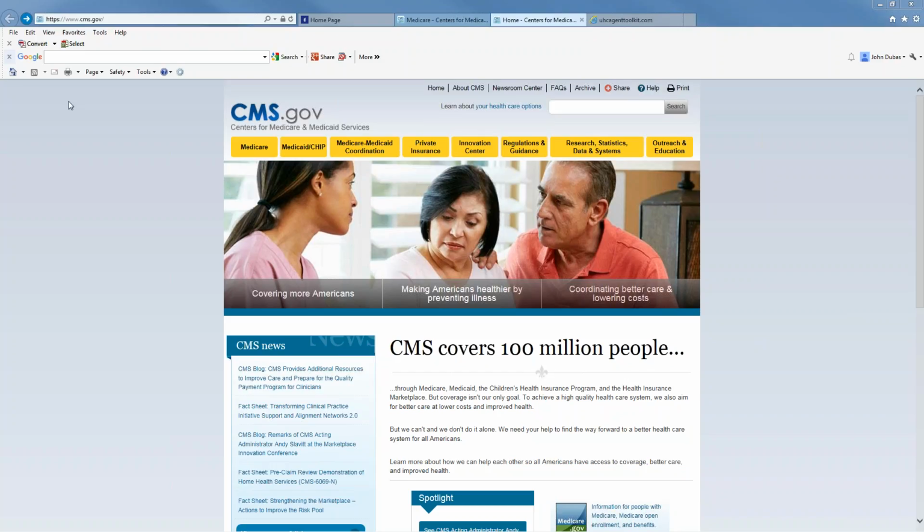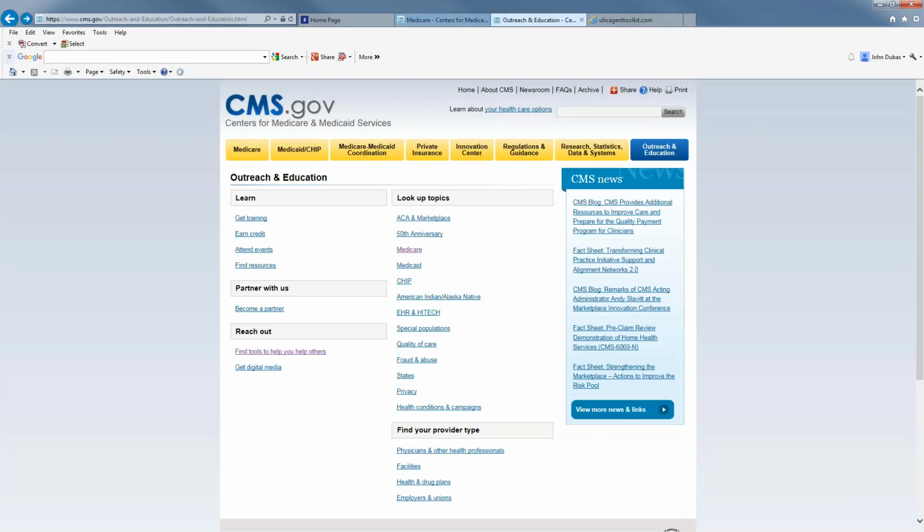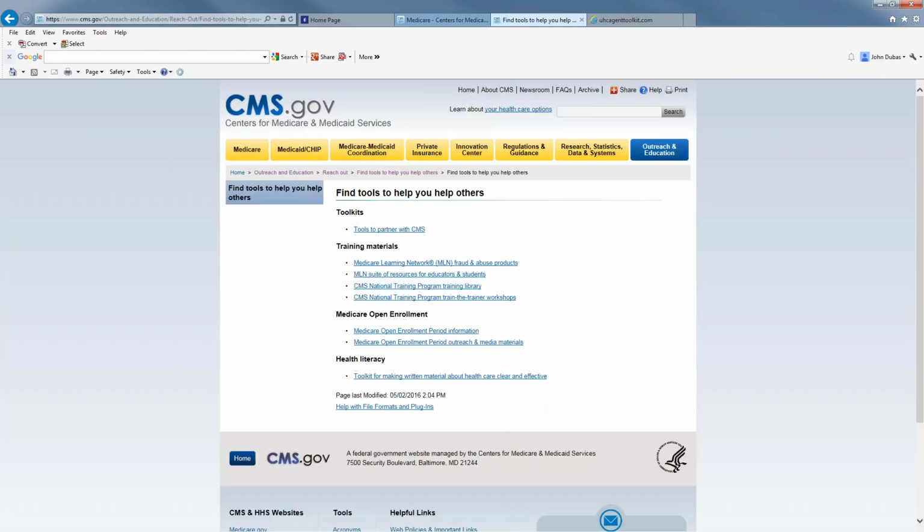When you go to CMS.gov, you have a bunch of information available to you. Some really cool research on statistics and systems, but you also have a number of things available through the Outreach and Education tab that are very helpful to you. Different topics that you can look up, different things about providers, some things on training and credit, events, different pieces, and tools you can use to help others.